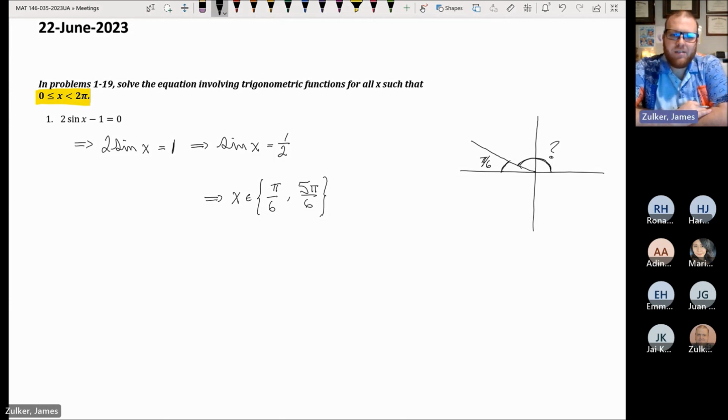You can't just take the inverse sine, right? You can't just from here say x is the inverse sine of a half, right? Because that's not going to give you a complete solution set. It's a good starting point, right? But then you have to ask yourself, are there any other angles? Right, in this case, there is 5 pi over 6.